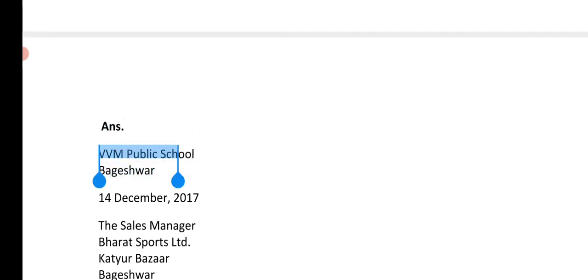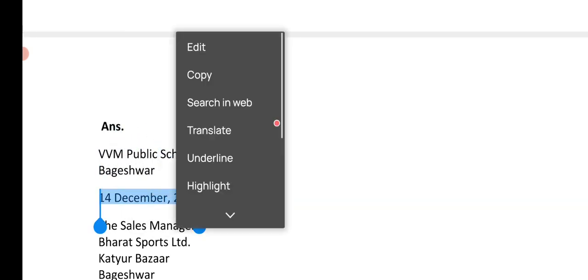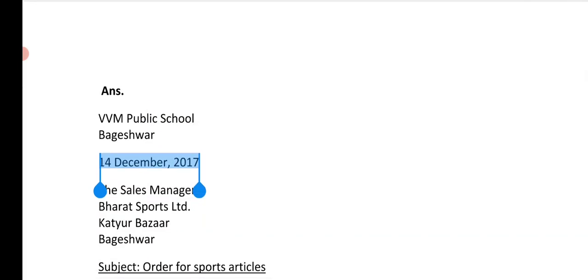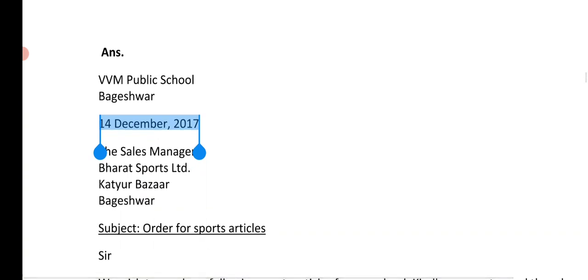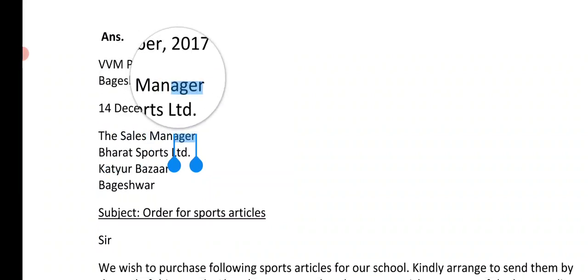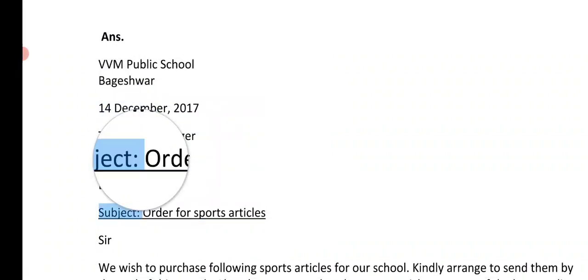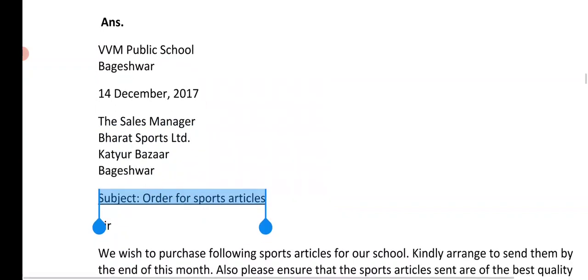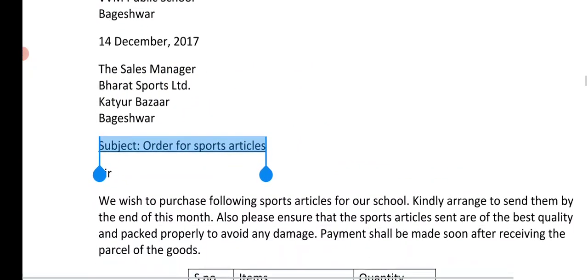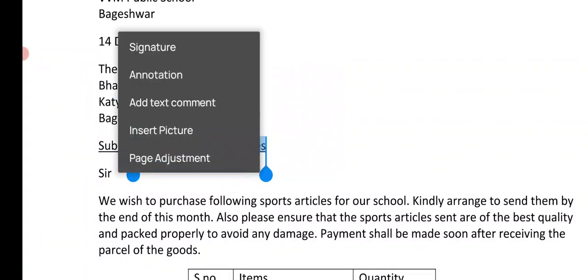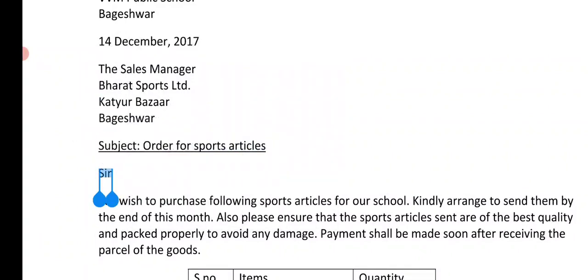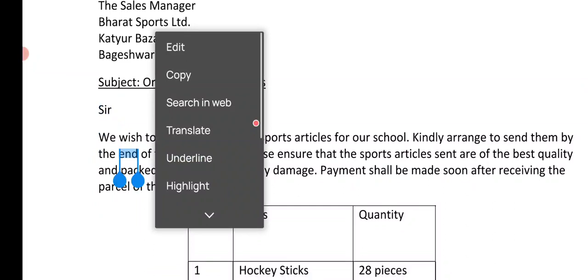So sender's address, and then date. As you can see, that's how they have put the date in the right manner, 14 December, not 14/12, right? And then the receiver's address, the sales manager, the name of the limited company, its address, and then subject. See, the subject is very short, brief, precise, exact. Order for sports articles, and then the salutation is Sir. You don't have to write Dear, you can write just Sir, and then a comma, and that's how you will start it. The language has to be formal.